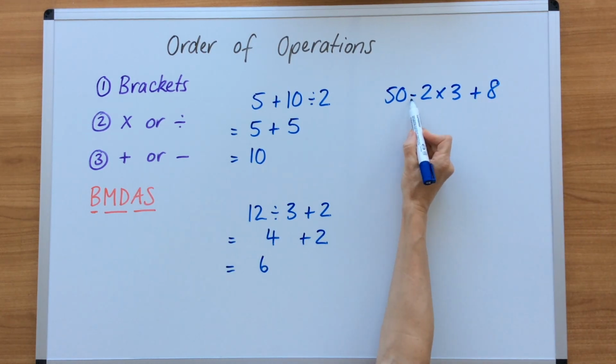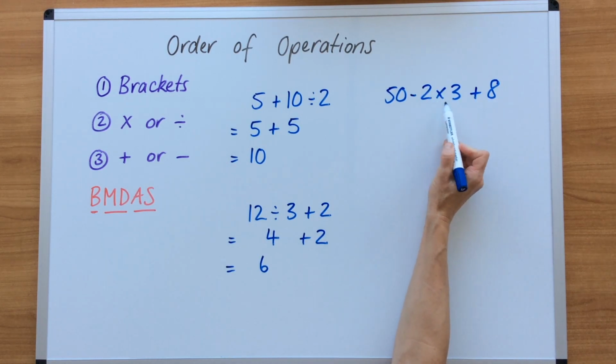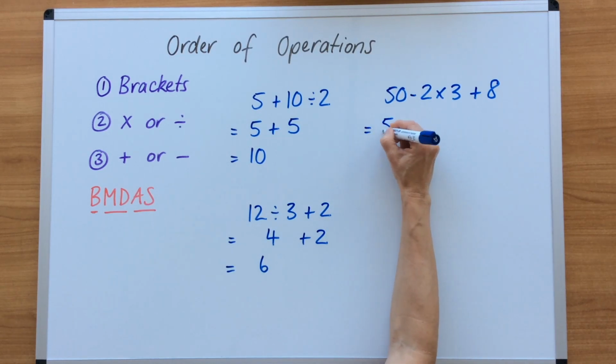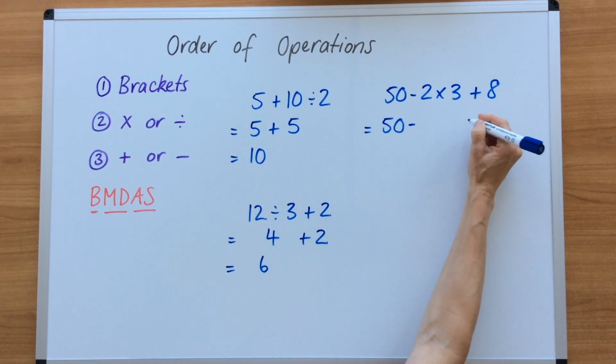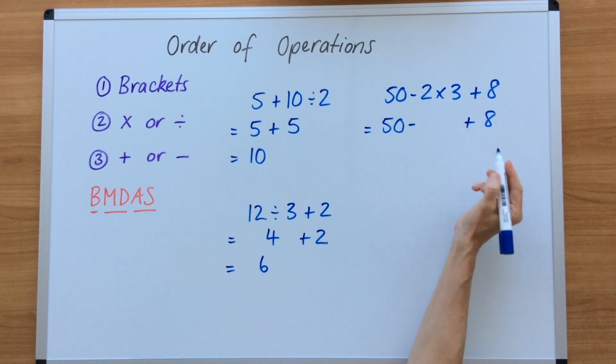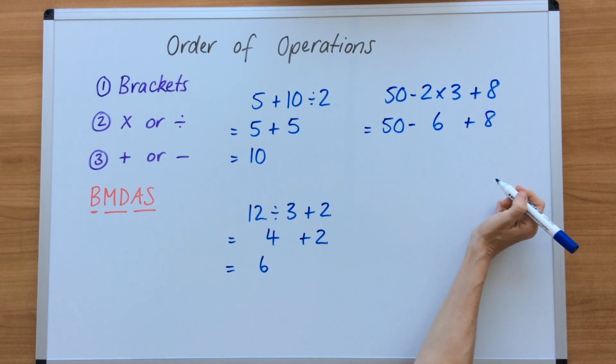Okay, I've got a subtraction, a multiplication, and an addition here. Okay, now I know that multiplication comes first because I'm told so. So I put my equal sign, I can drop my 50 and subtraction, and I can drop my plus 8. And I'm going to solve this part and put the answer here. Okay, 2 times 3 is 6.